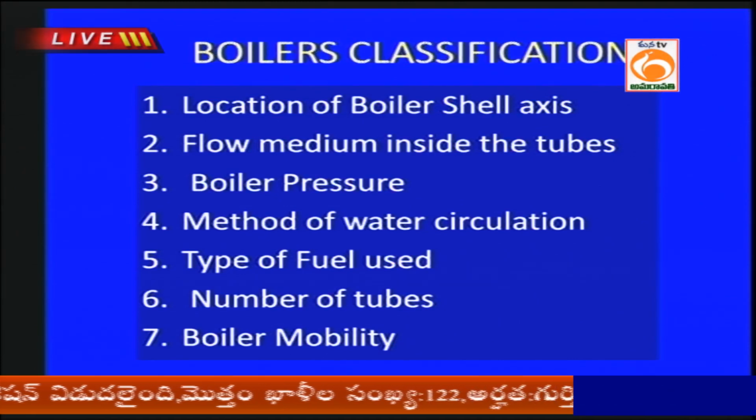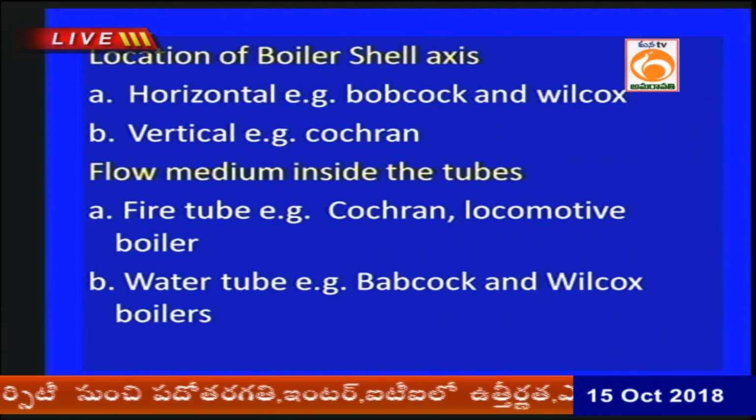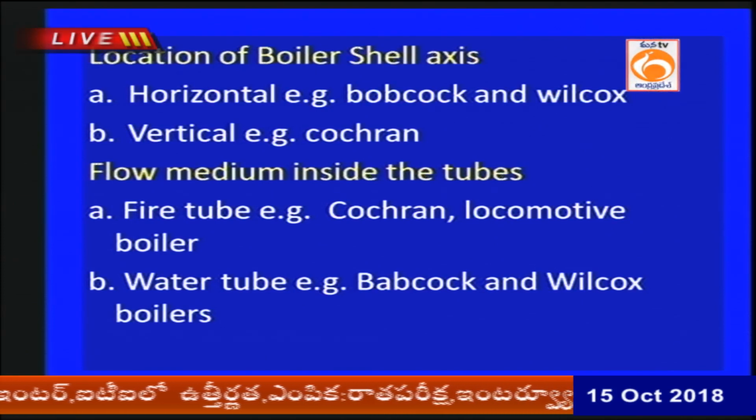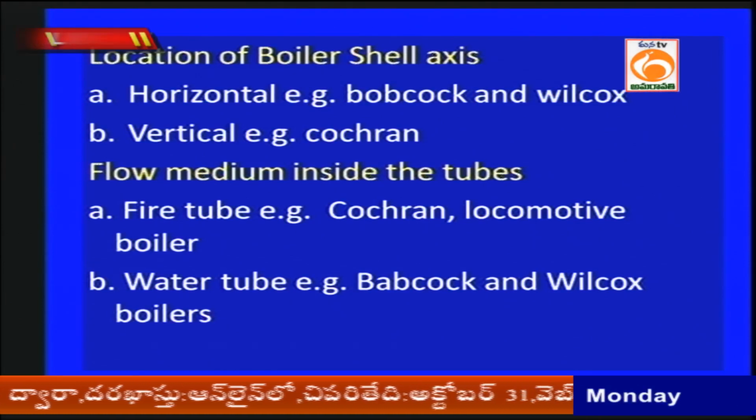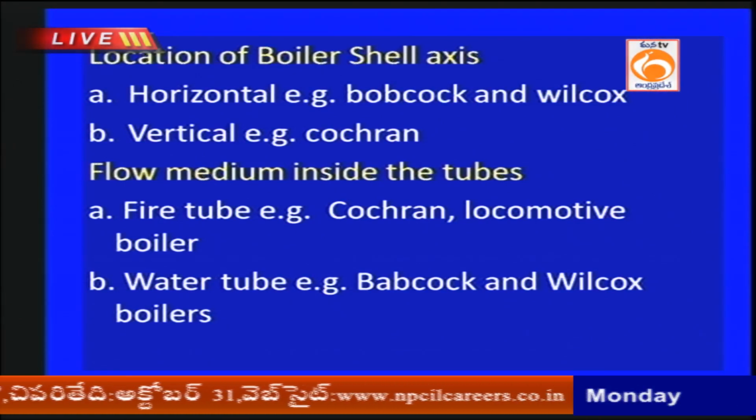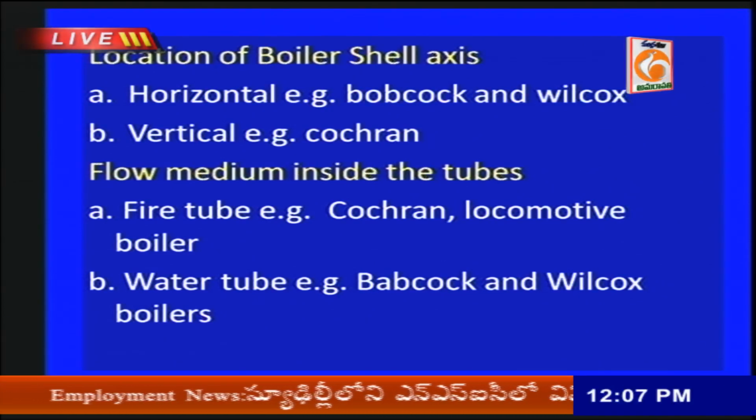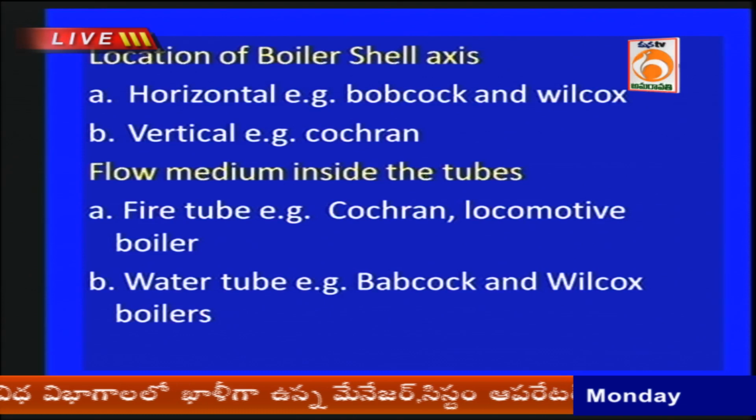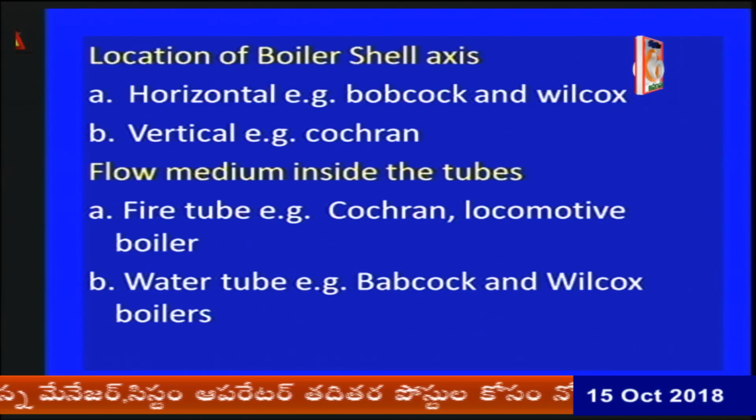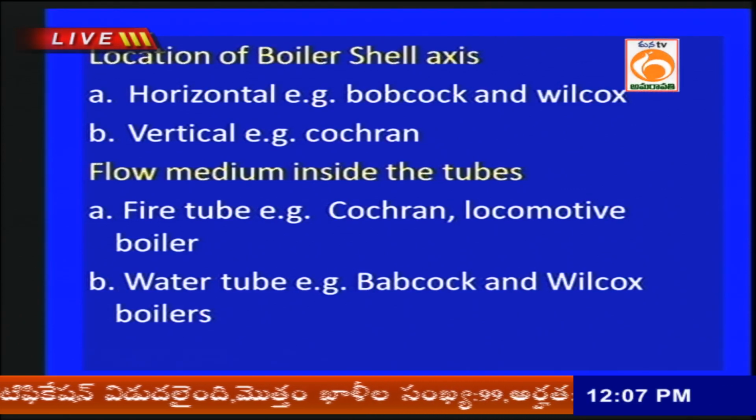First is the location of the boiler shell axis. The boilers may be of different types: horizontal boilers, vertical boilers, and sometimes inclined boilers. Horizontal boilers, for example Babcock and Wilcox boilers, are used in ships. Vertical boilers are, for example, the Cochran boiler and locomotive boilers. And next classification is the flow medium inside the tube. For this, the Cochran and locomotive boilers are fire tube boilers, and the Babcock and Wilcox boiler is a water tube boiler.